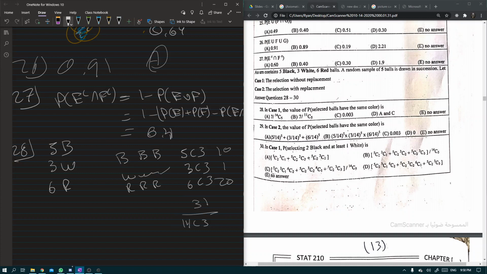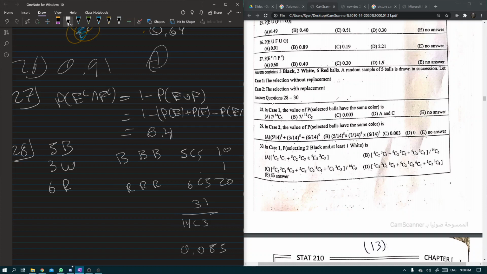Answer 0.08. Because they're picking a random sample of 5 balls. Oh, 5. Oops. So there just isn't any white. Okay, so 5C5, 6C5.